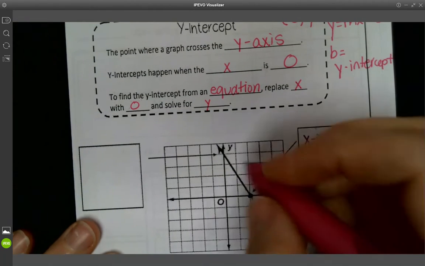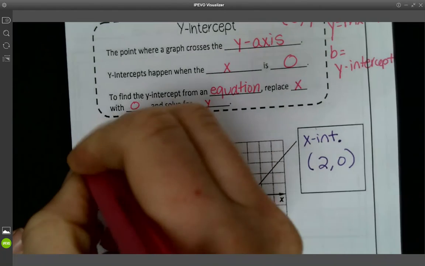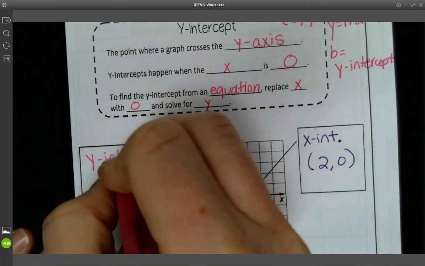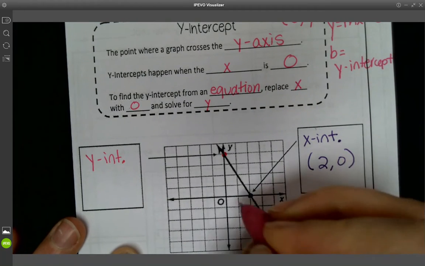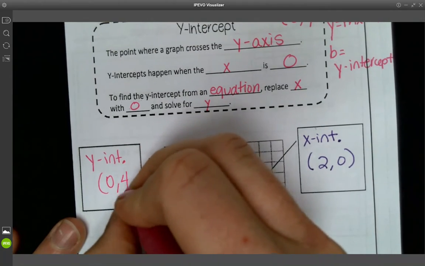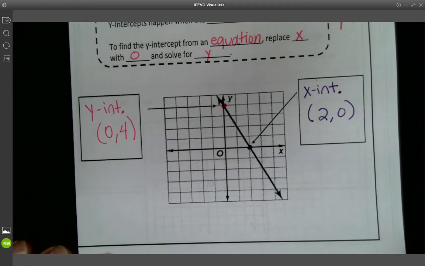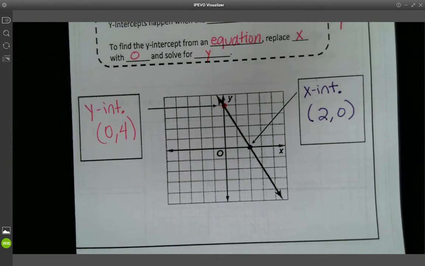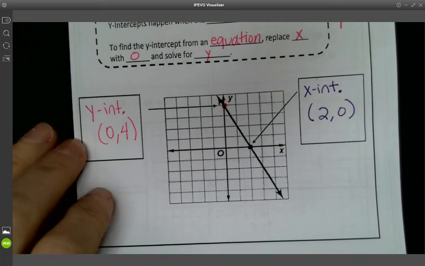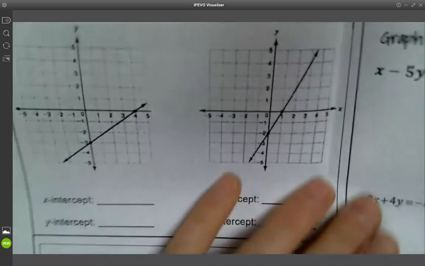Then we have our y-intercept where it crosses the y-axis. So this coordinate would be, this is the y-intercept. I'm going to abbreviate again. And that is 0 left and right, up to 4. So 0, 4. So finding the x and y intercept from a graph is pretty easy. You're just looking for that coordinate.